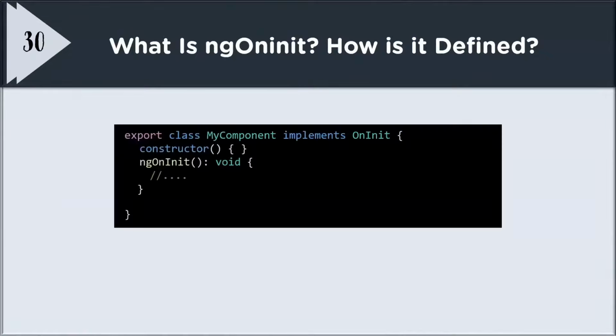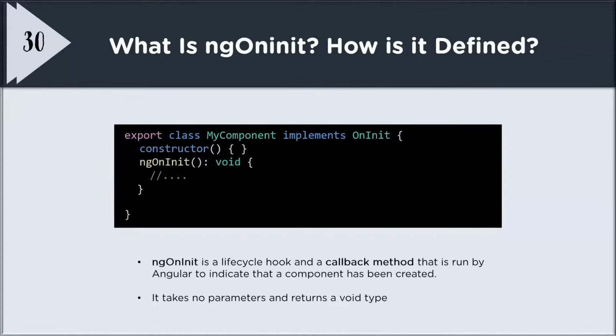Now again, here's a small snippet of code. ngOnInit is a lifecycle hook, as we discussed earlier, and it is a callback method that is run by Angular to indicate that a component has been created. It takes no parameters and returns a void type. So I'm sure you can see here in the code, it takes no parameters and returns a void.